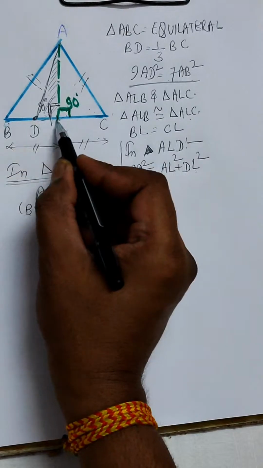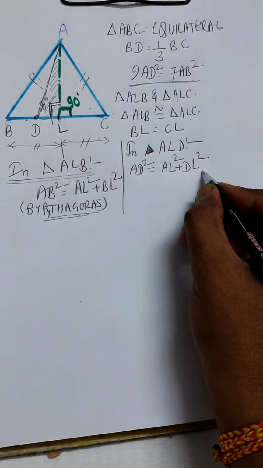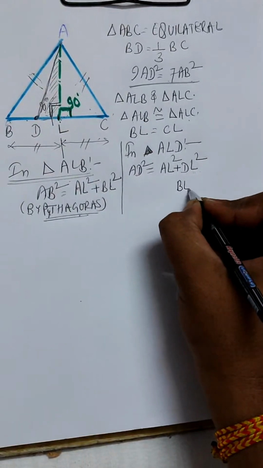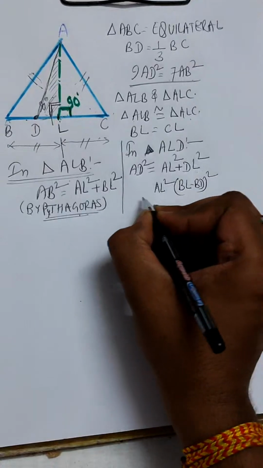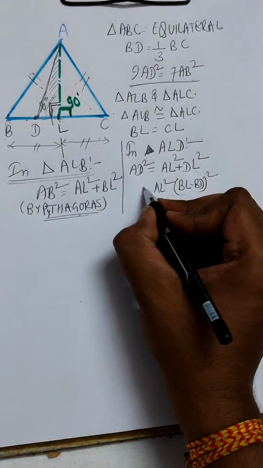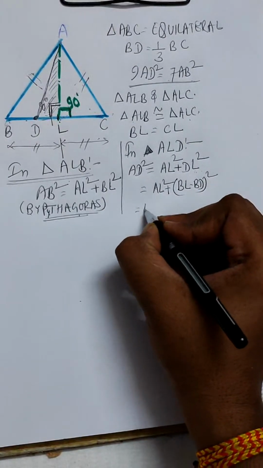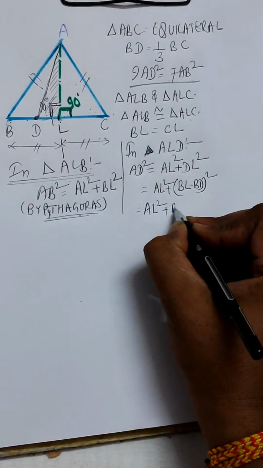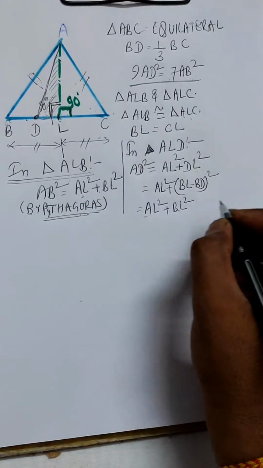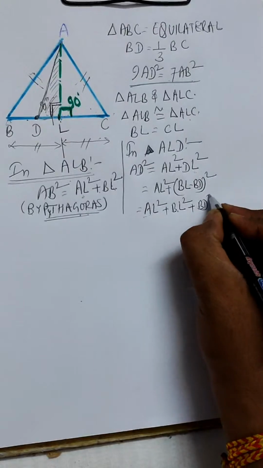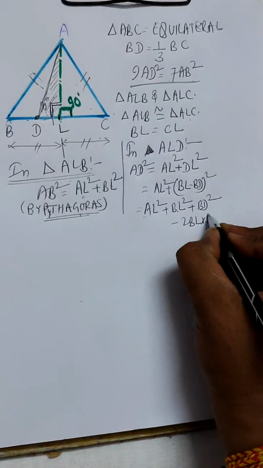BL minus BD. So we can write DL as BL minus BD, BL minus BD whole square, and AL square will be as it is, right? So this will give you AL square plus BL square plus BD square, right? Minus 2 times BL into BD.